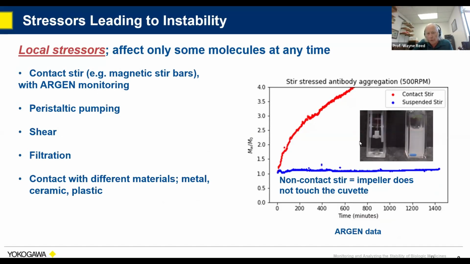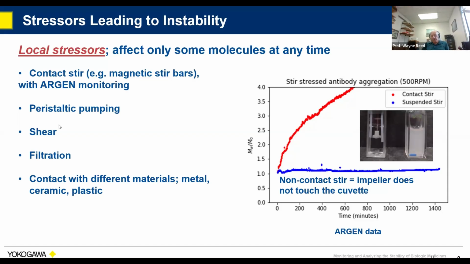And these were stirred with a monoclonal antibody at 500 RPMs for one whole day. And you see that the one that has the non-contact impeller is perfectly flat, it's stable. Whereas the one that had the contact immediately starts to aggregate. So that shear, that stress that's happening right around the stir bar is causing this to go off like this.